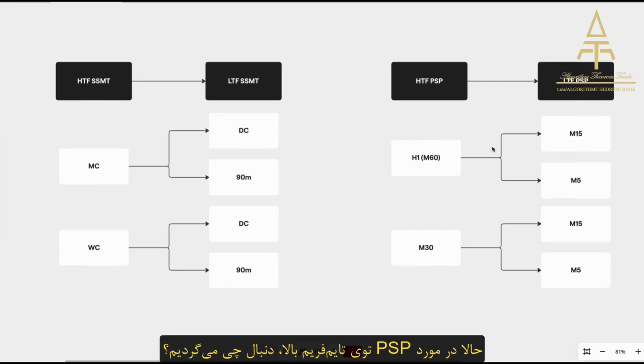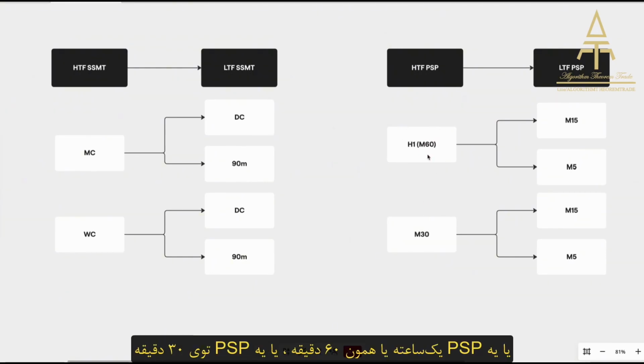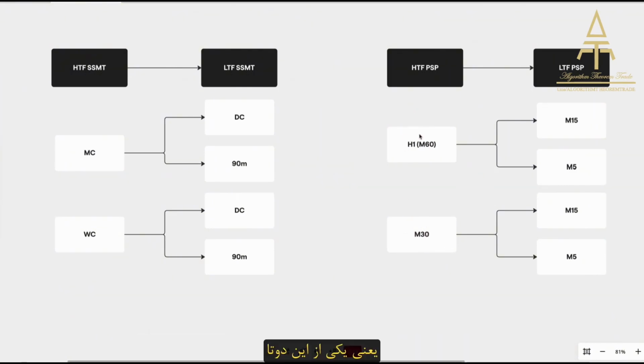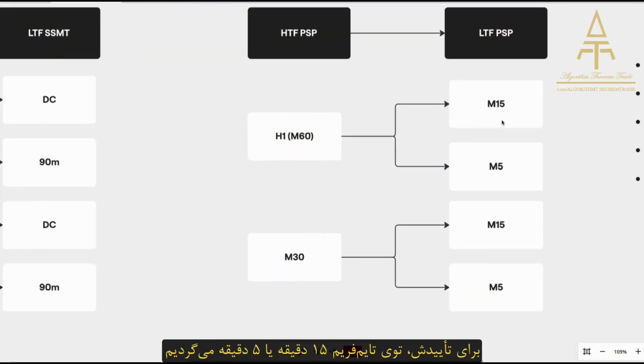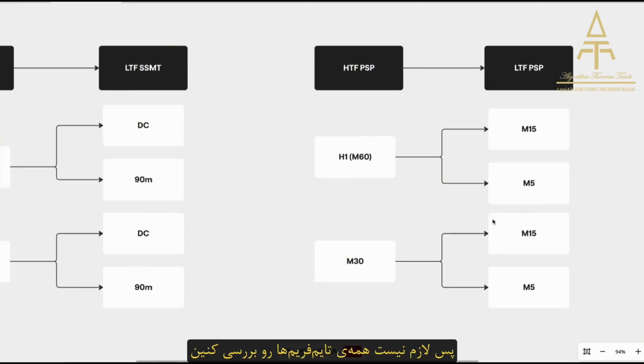So in terms of a high time frame precision swing point, we'll be looking for either a 1 hour, 60 minute, or a 30-minute precision swing point. One of these two. To confirm it, we'll be looking for a 15-minute or 5-minute. So you could have a 1 hour followed by 15 or 5, or a 30-minute followed by 15 or 5. So we don't need to be looking at any other time frames, just these. These are the ones we'll stick to.